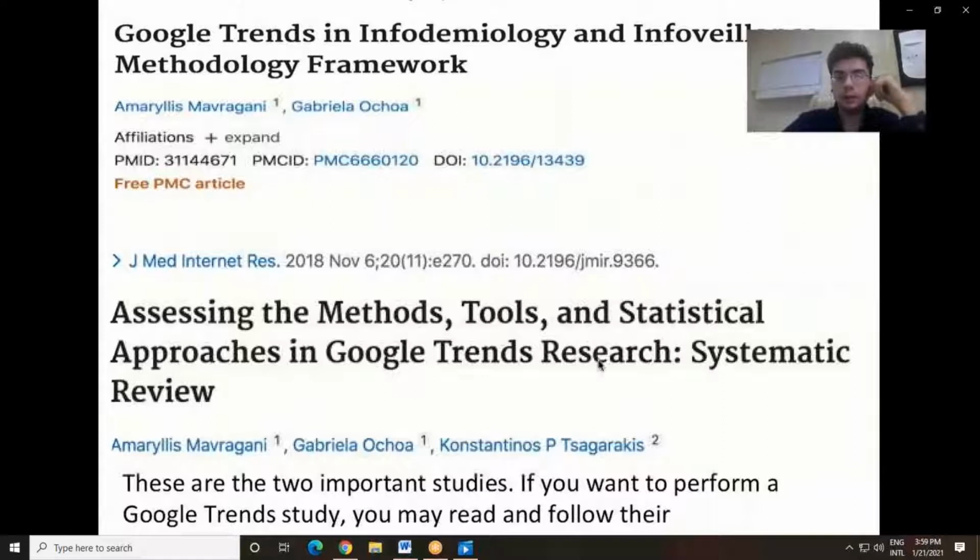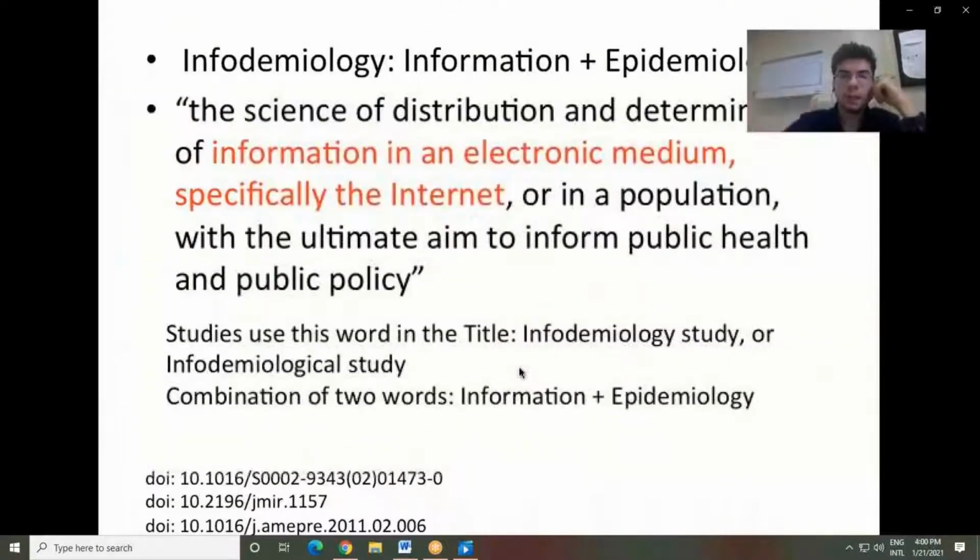Studies are generally designed to look at the infodemiology or infoveillance methodology framework or to assess the methods, tools, and statistical data. Infodemiology is a combination of two words, information plus epidemiology. Its definition is information in an electronic media, specifically the internet. So it is not specific to Google Trend studies, but all internet studies. It includes Twitter, YouTube studies, and so many other sites which use this word.